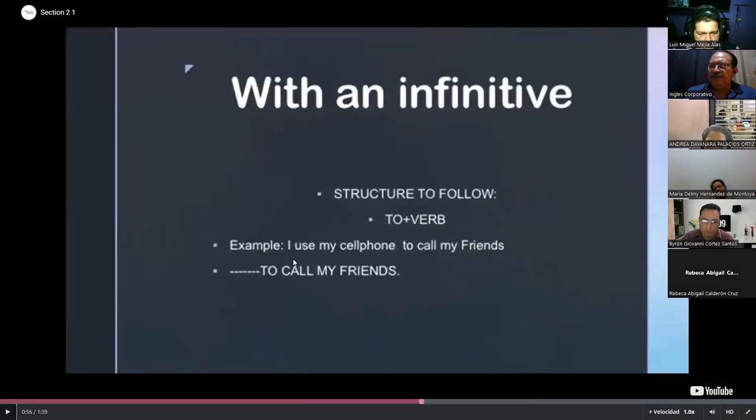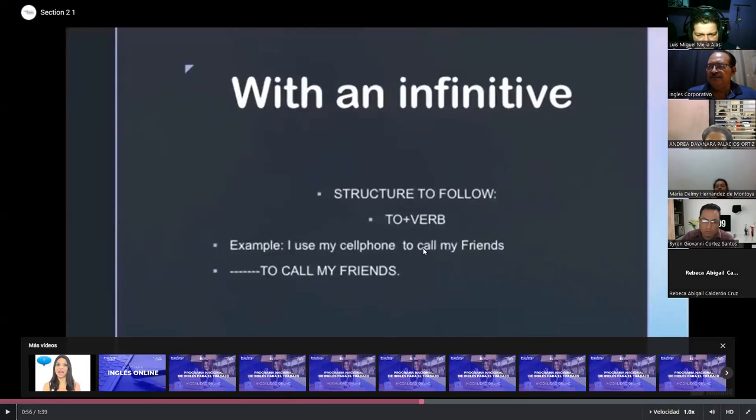So if you see, I use my cell phone to call. And when we use "for," I use my cell phone for calling. Why is there a change to -ing? Because remember that "for" is a preposition. After prepositions, if we are going to use a verb, that verb always has to be in -ing form.